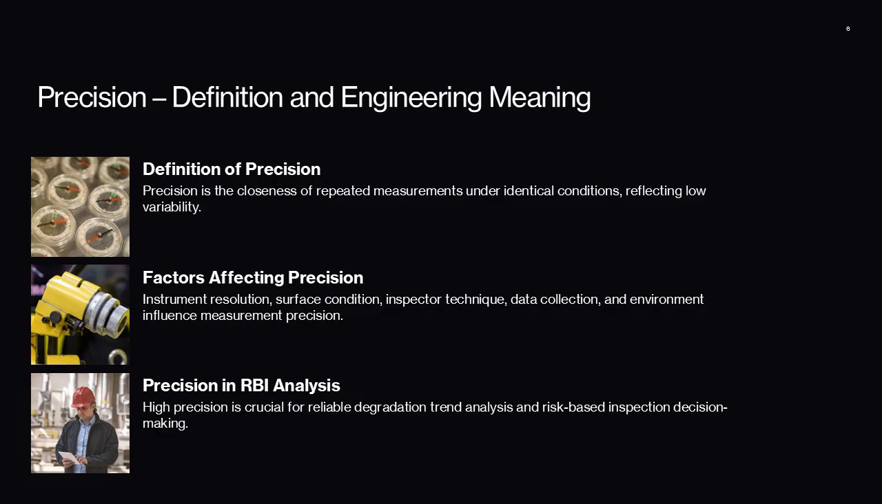If measurements lack precision, it becomes difficult to distinguish true degradation from measurement noise, which increases uncertainty in probability of failure estimates. API guidance recognizes that while precision alone does not guarantee correctness, it is essential for reproducibility and confidence in RBI analyses, especially when comparing inspection results over time or across similar equipment. High precision supports consistent risk ranking and more defensible inspection planning decisions.